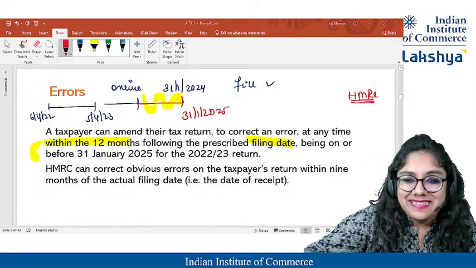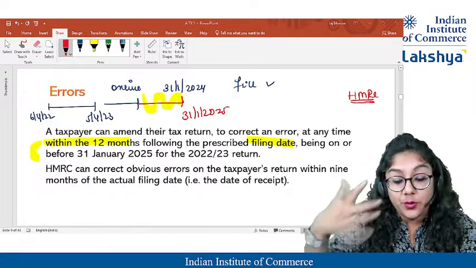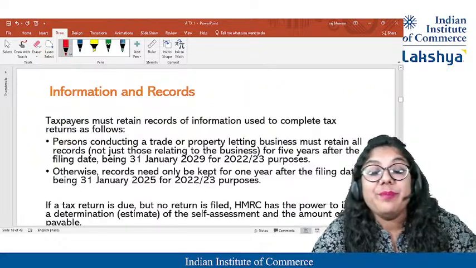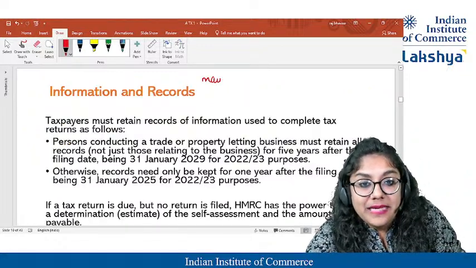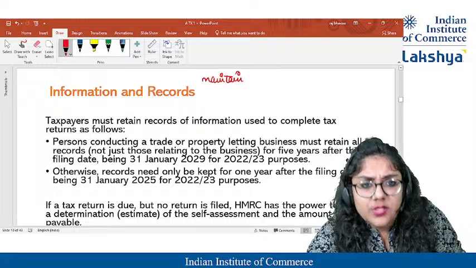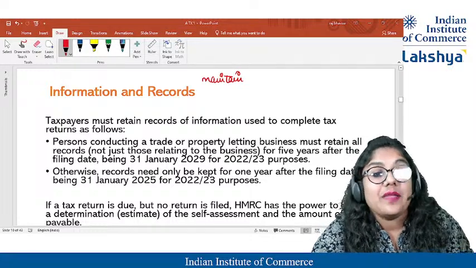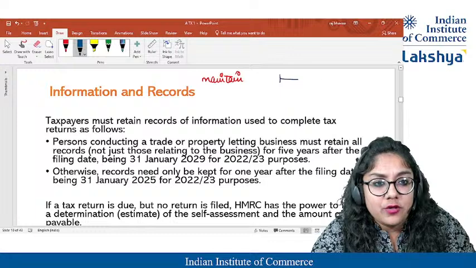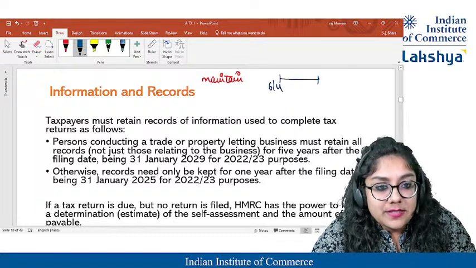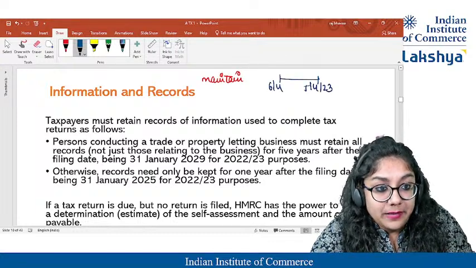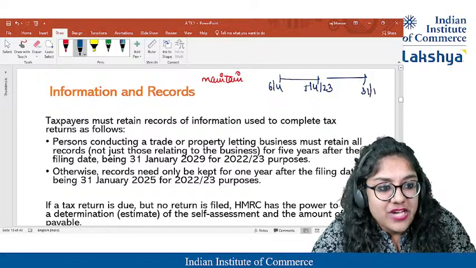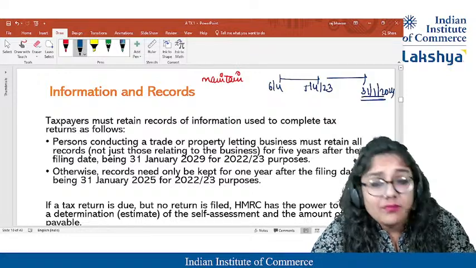Ma'am, today I file the return, I'll tear the page, I'll throw it out. No, please maintain the records. For how many years should I maintain the records? Should I maintain the records for 1 year, 2 years, 10 years? If I file the return, what is my normal filing date? Your year ends 5th April 23, so till a minimum of 31st Jan 24 I would have kept it.